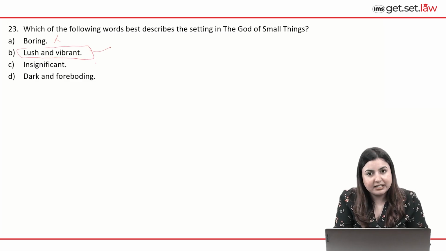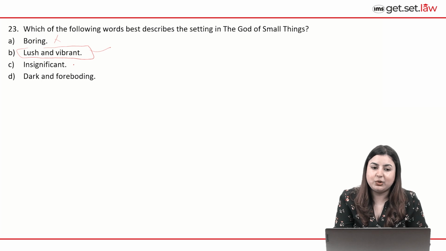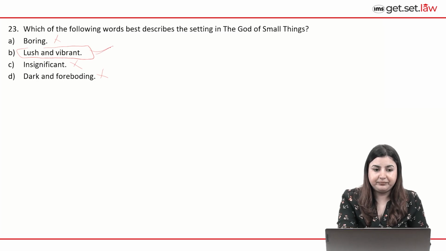Look at C, insignificant, that is not something that the author talks about. And D, dark and foreboding, this is about Shakespeare's work and not for The God of Small Things. This again is incorrect. This is a specific detailed question, and B is the correct option. Quite an easy answer at that.